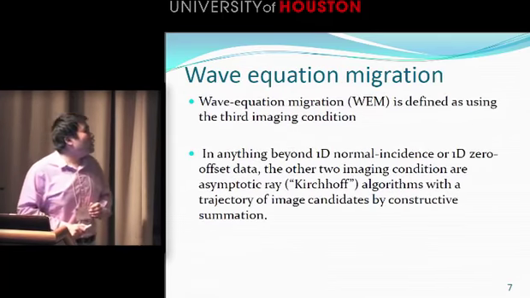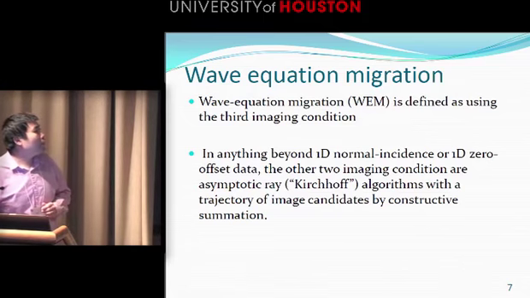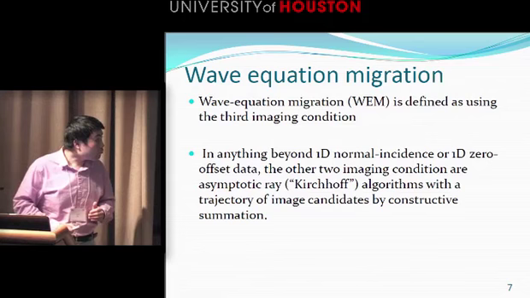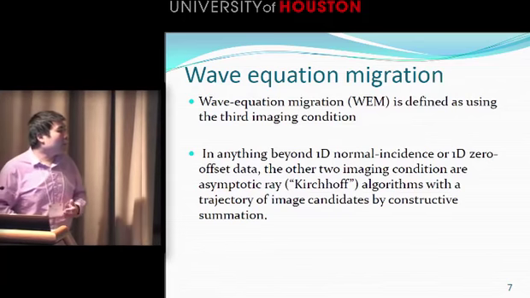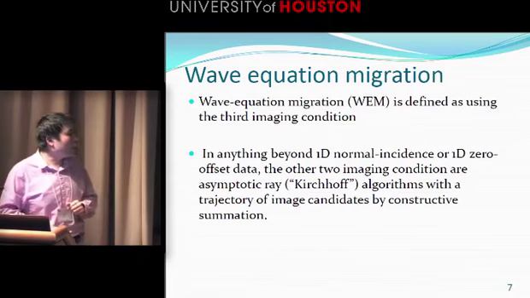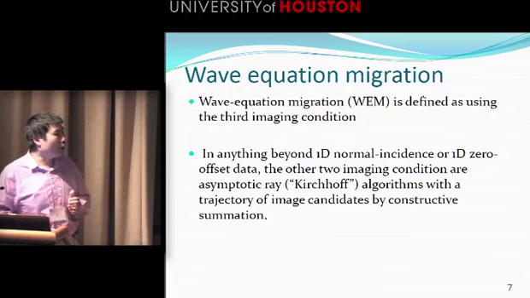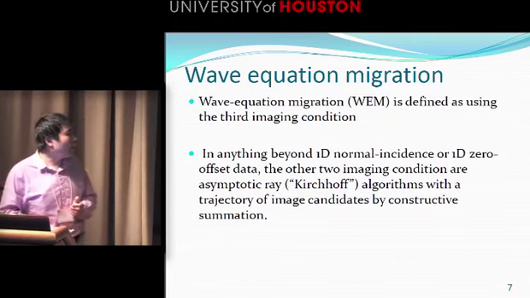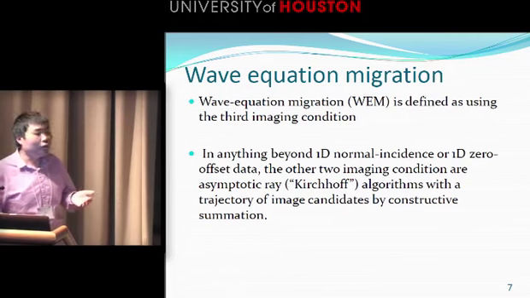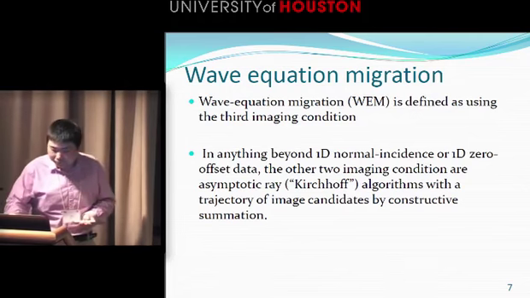And then let's look at the wave equation migration. The wave equation migration, or sometimes I use the short term WEM, is defined as using the third image condition. And all other two image conditions, the first and the second one, in the 1D with offset or 2D or 3D case, are in fact a kind of asymptotic approximation or Kirchhoff approximation of the third image condition.